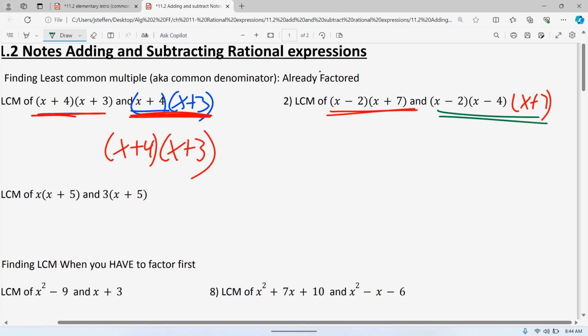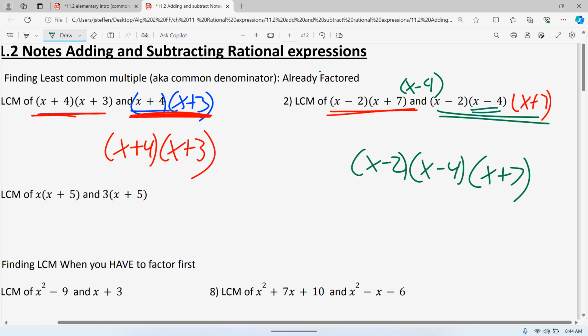So now what does this one on the right have that the first one doesn't? Well, now they both have an x minus 2. They both have an x plus 7. So that's great. But this one also has an x minus 4. So this one needs an x minus 4. So your least common multiple is x minus 2 times x minus 4 times x plus 7. And I also should add, it doesn't matter which order you put those in, whatever order you want to do. I just try to stay with both my fractions once we get there. But that's it. That's the least common multiple.